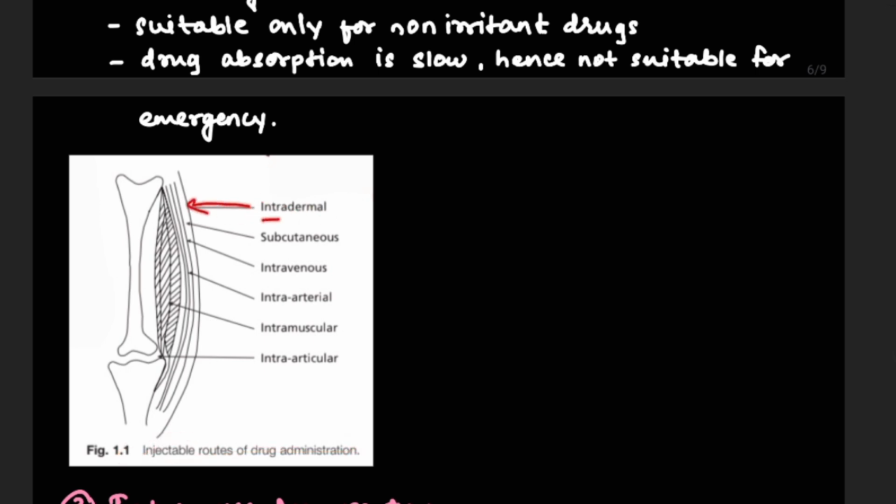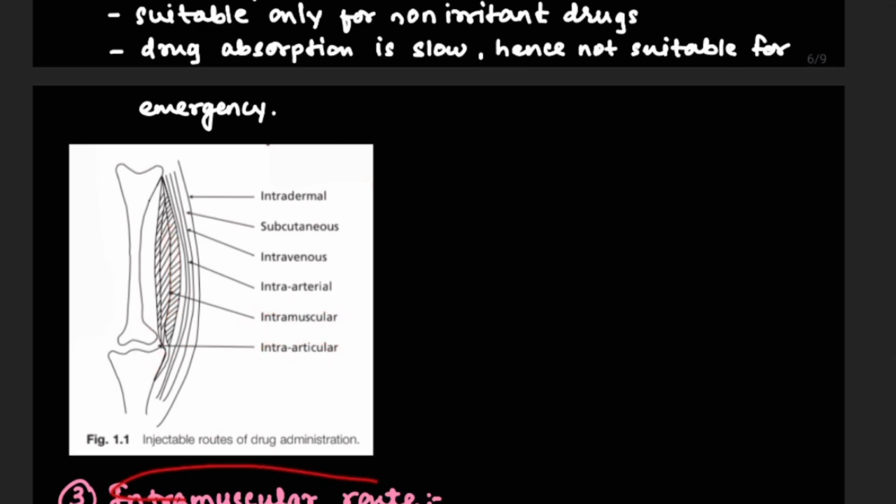In this way we can give intradermal injection, then in this way we can give subcutaneous, then here intravenous, then here intraarterial, and then in the muscles we can give intramuscular, and here we can give intraarticular. Intradermal is given in the skin, under the skin layer, then intravenous, all we know, in the veins, and intraarterial in the arteries, and intramuscular in the muscle, and intraarticular means between the joints, bones.